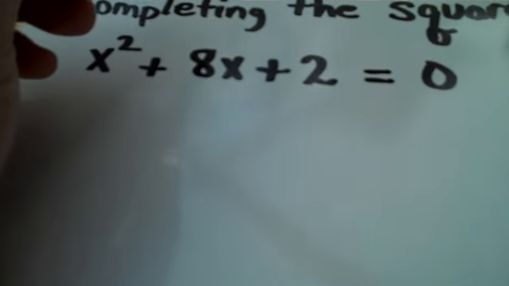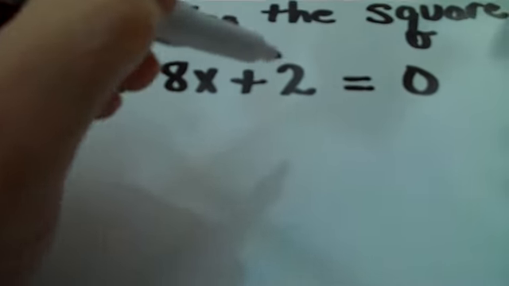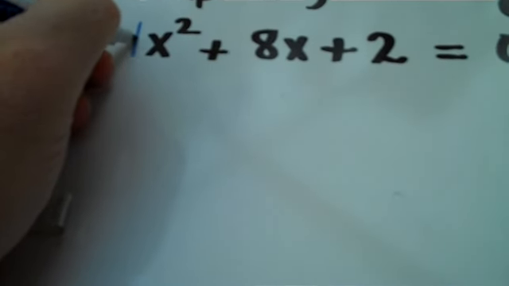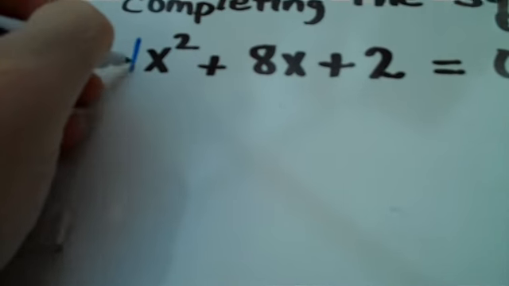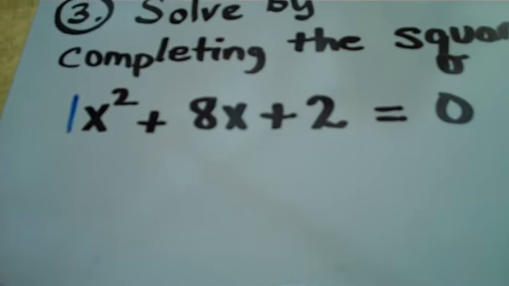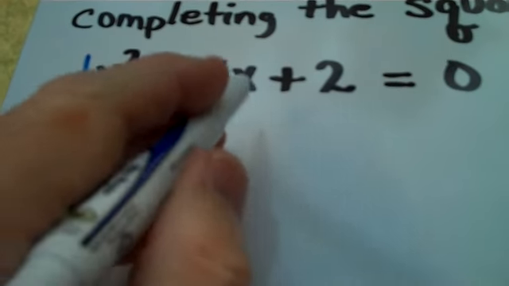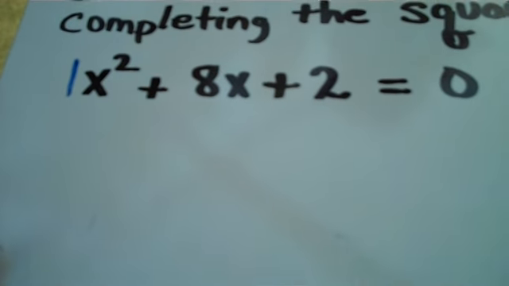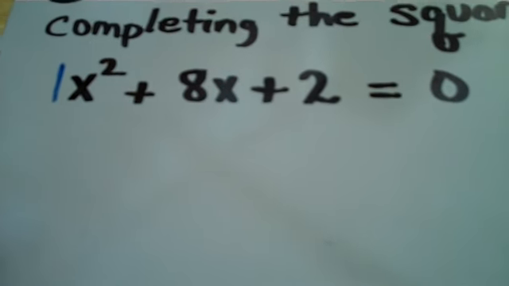Okay, if I want to solve this quadratic equation by completing the square, first thing you have to do in any quadratic equation, if you're going to complete the square, you have to verify that the leading coefficient is a 1. If the leading coefficient is not a 1, then you would divide every term on both sides of the equation by the leading coefficient. But in this case, it is a 1.